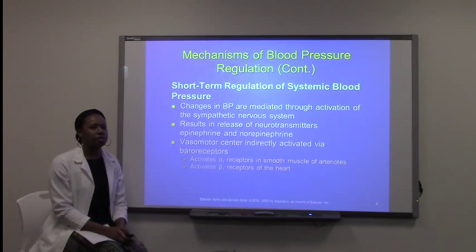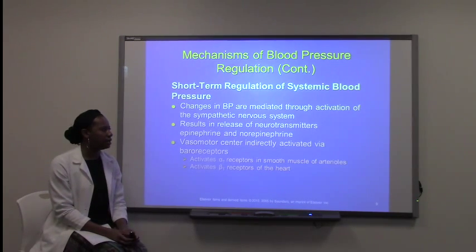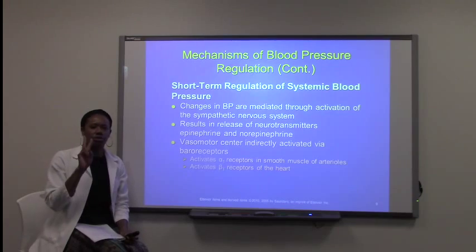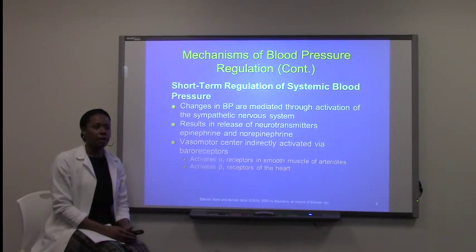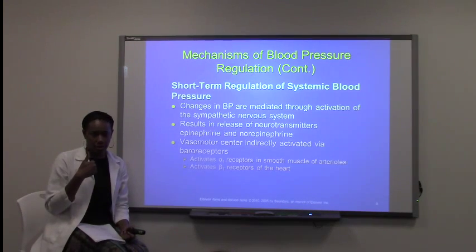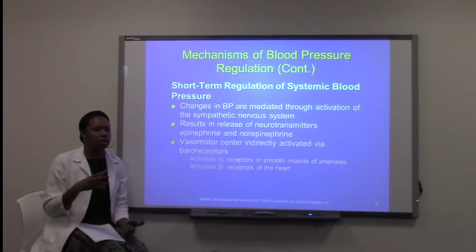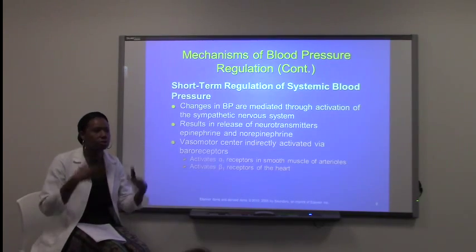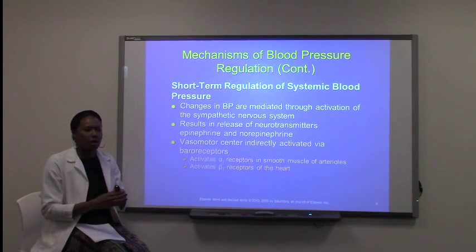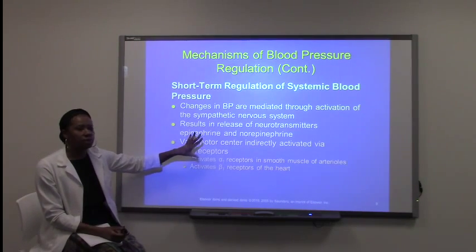Now, short-term regulation of blood pressure. This, again, is something that I think maybe we went over in physiology. Don't remember if we went over it or not. But in any event, we have two different types of ways that the body will regulate blood pressure. So this is what happens. Your body knows what to do to raise blood pressure. Okay, it has two compensatory mechanisms. When blood pressure is low, it knows what to do to bring it up. To bring it down is another story. Okay, but let's go over how it brings it up.